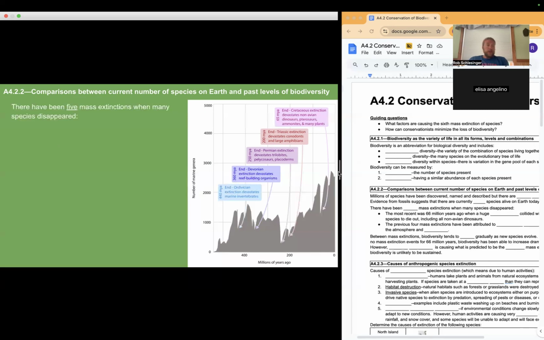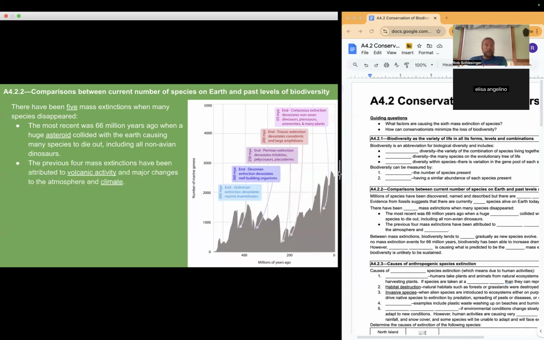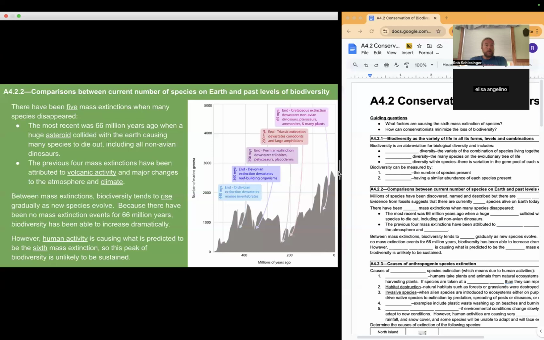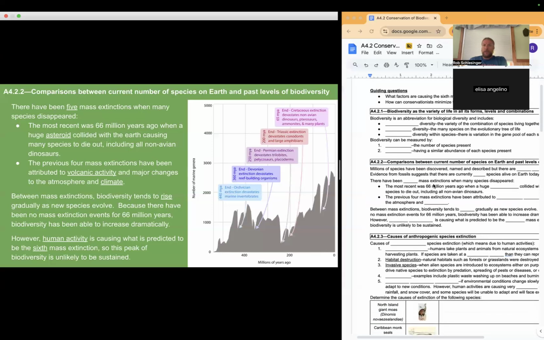So here we go. Five mass extinctions. The most recent was 66 million years ago, and that was an asteroid collision. That took care of a lot of the dinosaurs, but mammals were able to hide out underground and eventually rise up and evolve. And then we think that a lot of the ones before that were due to volcanoes. And so that kind of takes care of this middle bit here.